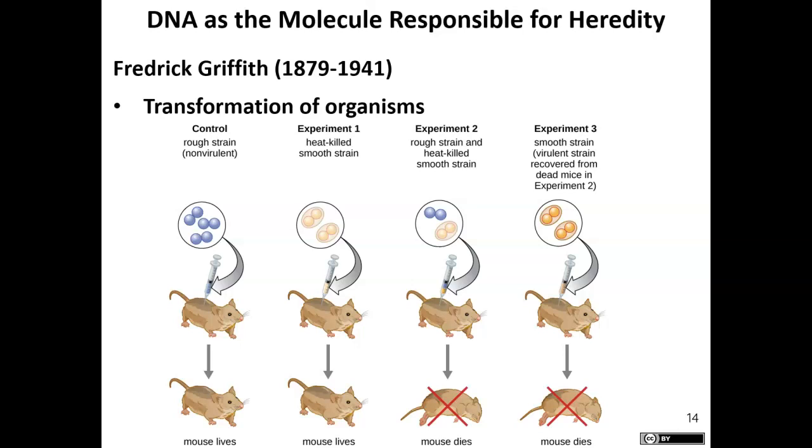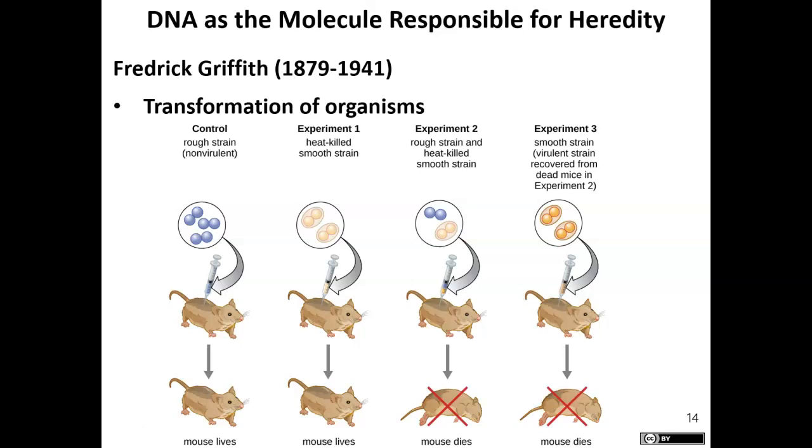So then he was like, okay, let's do a heat-killed smooth strain. So he ran that test. And with the heat-killed smooth strain, nothing happened. So now he was like, okay, rough living don't kill. Heat-killed smooth don't kill. So the capsule isn't the virulent portion. The bacteria aren't the virulent portion. So what's going on? But if you have the bacteria and the capsule together, then they kill.